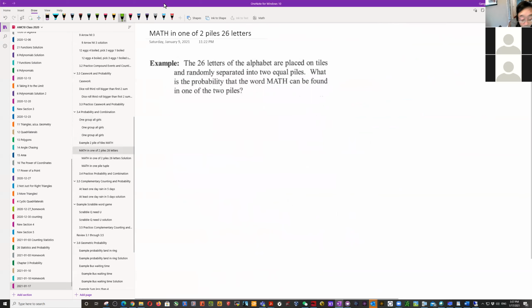So this problem is actually using the letters. The 26 letters of the alphabet are placed on tiles and randomly separated into 2 equal piles. So basically, we have 26 letters and 2 equal piles, one is 13, the other is also 13. What's the probability that the word MATH can be found in one of the 2 piles? So basically, this problem is dealing with 13, so it's actually a 13-tuple.